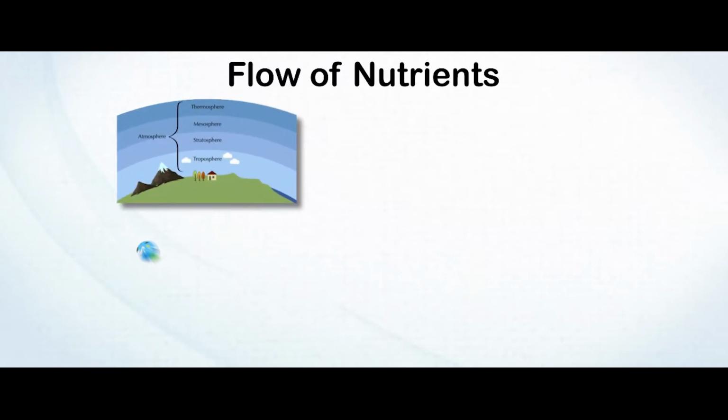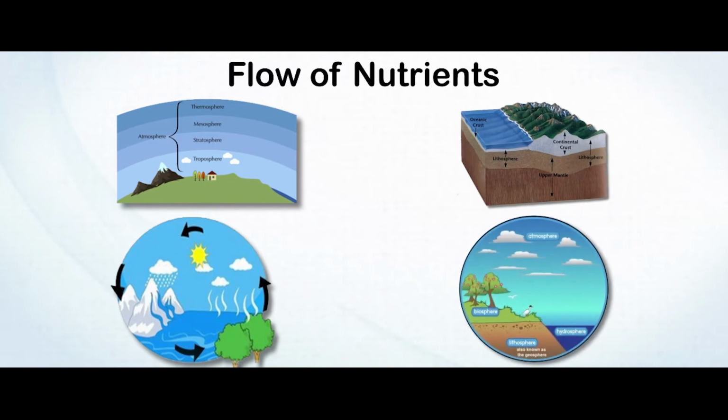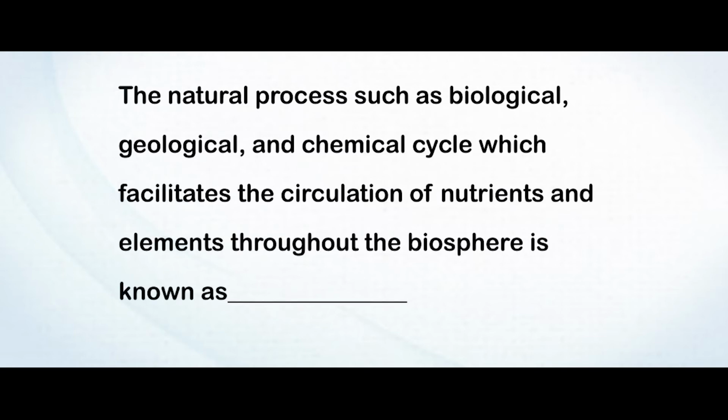Before I introduce the lesson for today, we must understand that our Earth is a complex system made up of many smaller systems through which the nutrients are cycled continuously. The nutrients flow through the Earth's four spheres: the atmosphere, the hydrosphere, the lithosphere, and the biosphere, under the influence of different natural processes. Now, let's solve the concept together.